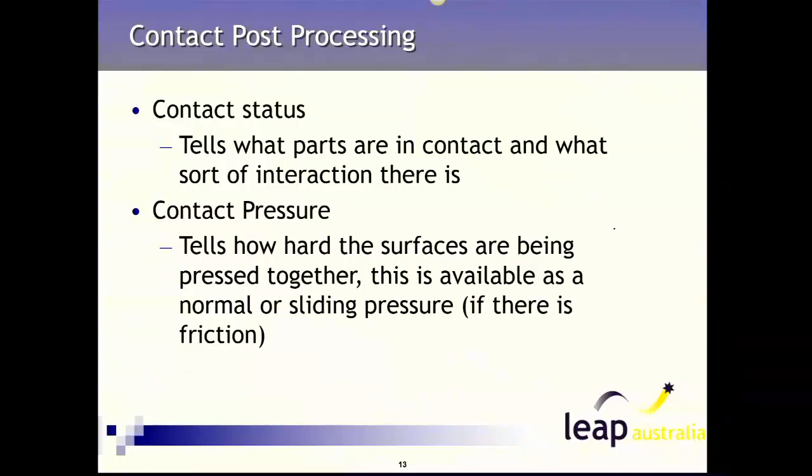Okay, so when we're post-processing a contact, we have a contact status. This tells us what state the parts are in. It could be sticking, sliding, or in what we call near or close contact, or it could be far away from being in contact. Then there's the status in combination with the contact pressure. The contact pressure tells us how hard the surfaces are being pressed together.